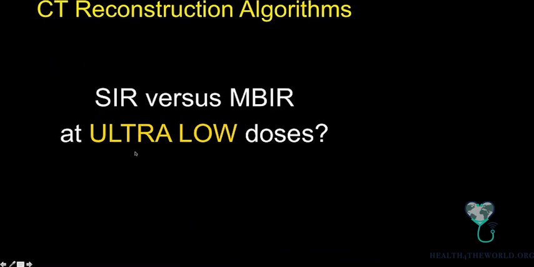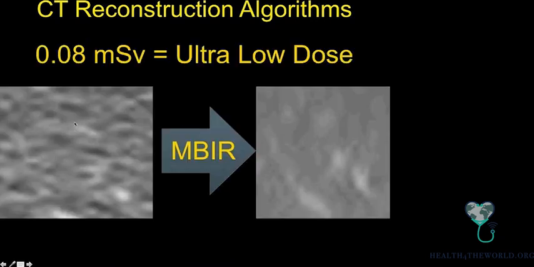So what about our ultra-low dose protocol that we have? Now how will these compare? At ultra-low dose, the statistical iterative reconstruction looks kind of crummy. I can't tell what's real and what's fake here. But with model-based iterative reconstruction, we're actually seeing a little bit of architecture, and it looks a lot better. So now I can actually tell a difference at this ultra-low dose.